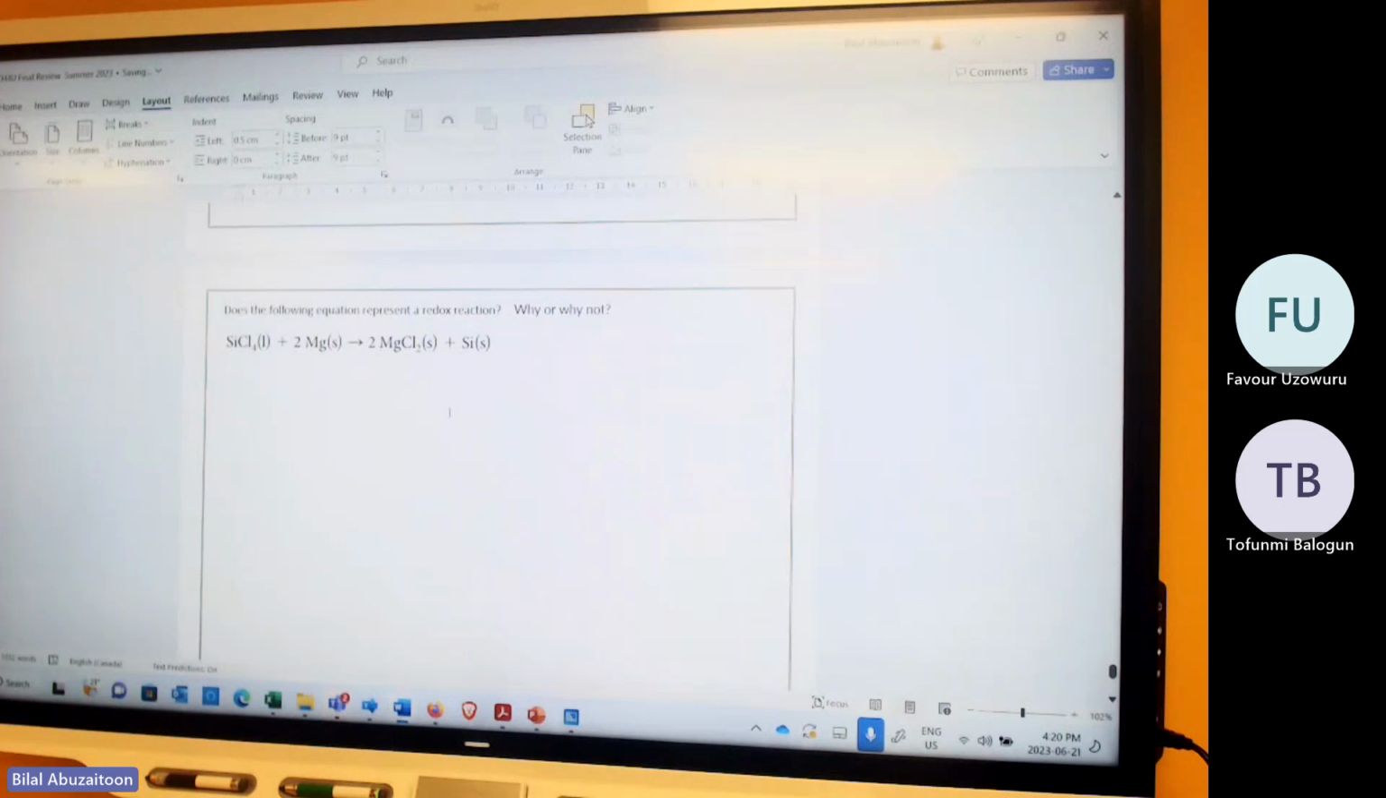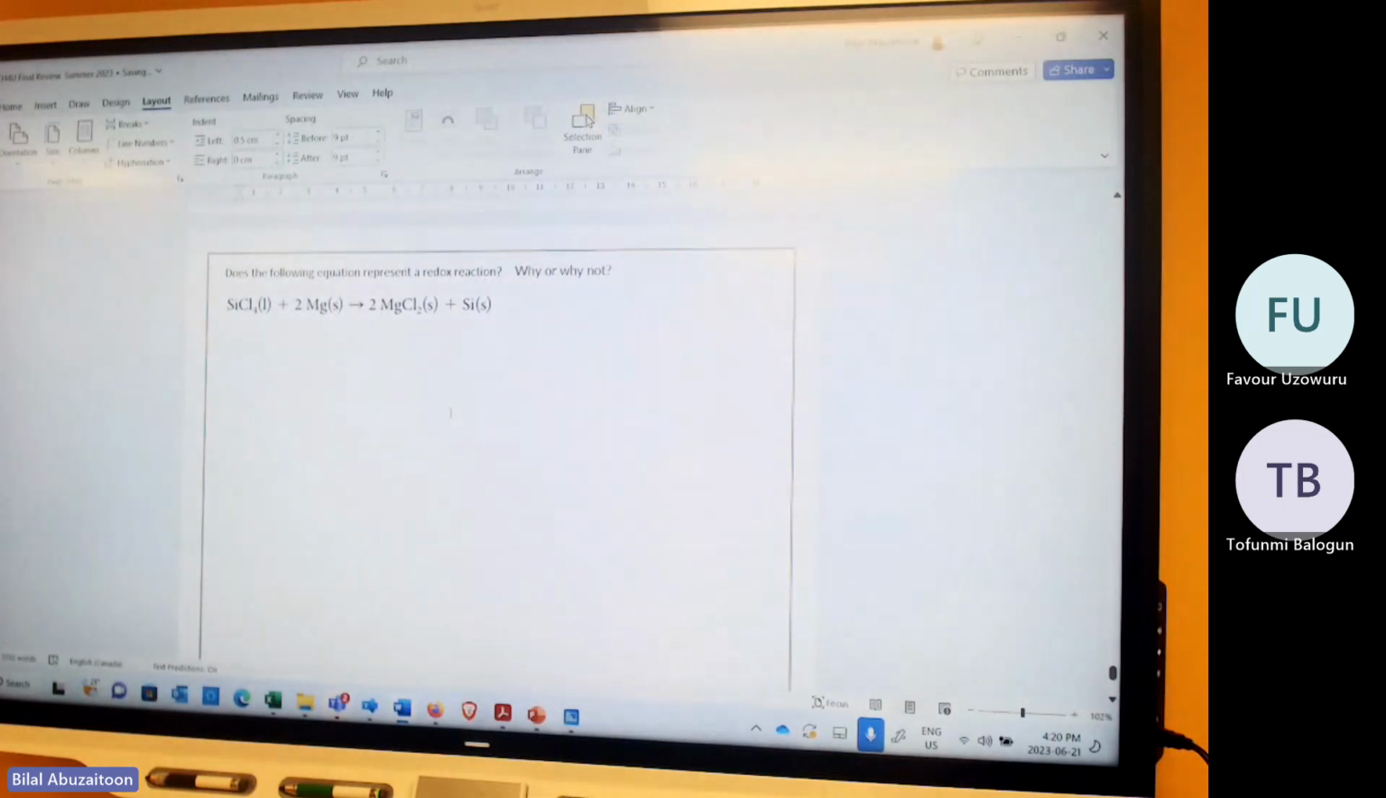Does the following equation represent a redox reaction? Yes. Check silicon here. Silicon is +4, and the ions of both are like zero. Yes, but this is a redox reaction, oxidation and reduction. When we combine the oxidation and reduction together, we cross out the electrons. Why? Because one is gaining and one is losing, right? But still, it is a redox reaction.